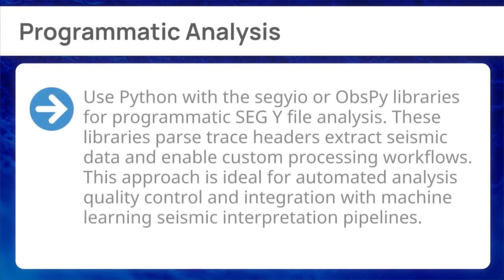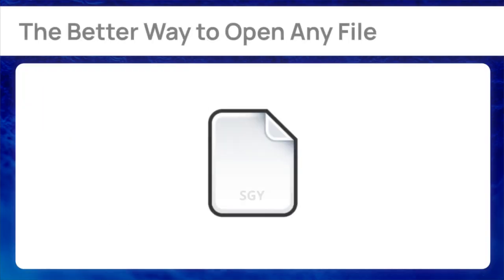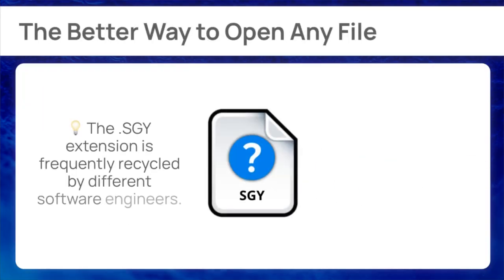Finally, programmatic analysis. Use Python with the SEGY or ObsPy libraries for programmatic SEGY file analysis. These libraries parse trace headers, extract seismic data, and enable custom processing workflows. This approach is ideal for automated analysis, quality control, and integration with machine learning seismic interpretation pipelines.